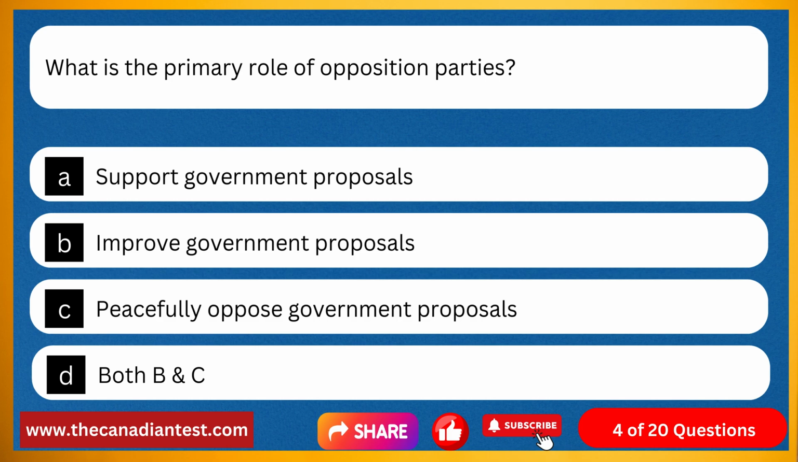Question 4. What is the primary role of opposition parties? Option A, support government proposals. Option B, improve government proposals. Option C, peacefully oppose government proposals. Option D, both B and C.